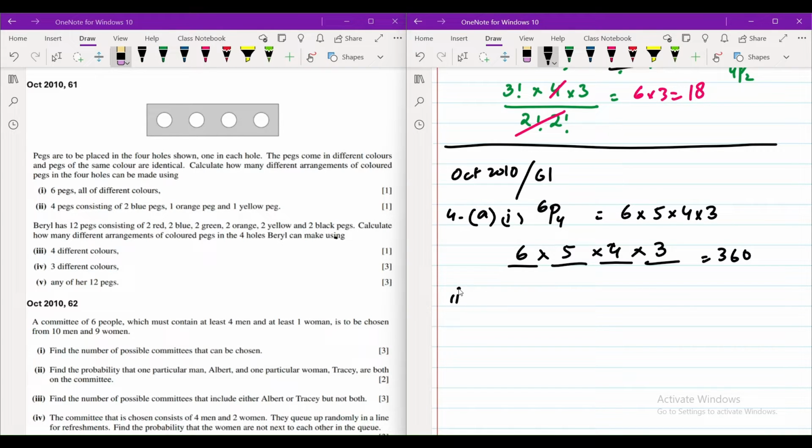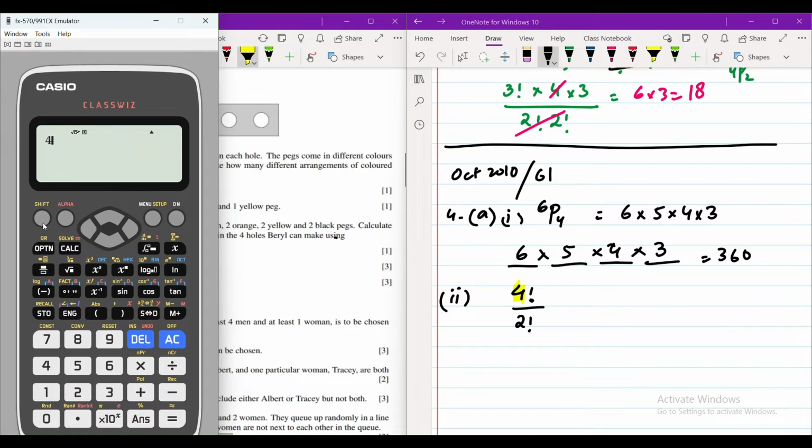Now part 2. 4 pegs consisting of 2 blue pegs, 1 orange peg, and 1 yellow peg. So we now have 4 pegs to choose from, and 2 of them are duplicates. So this is very easy: 4 factorial, and 2 of them are duplicate, so 4 factorial divided by 2. This goes to 12.